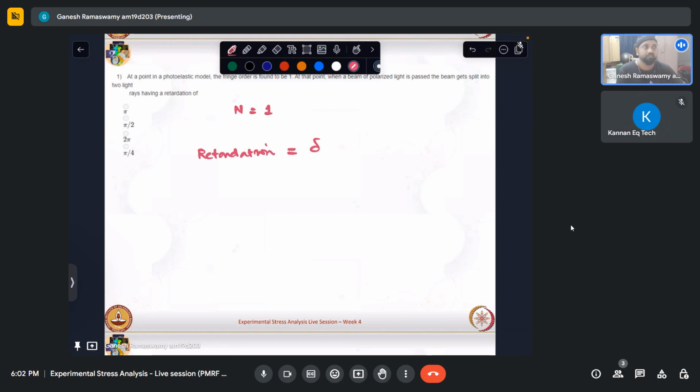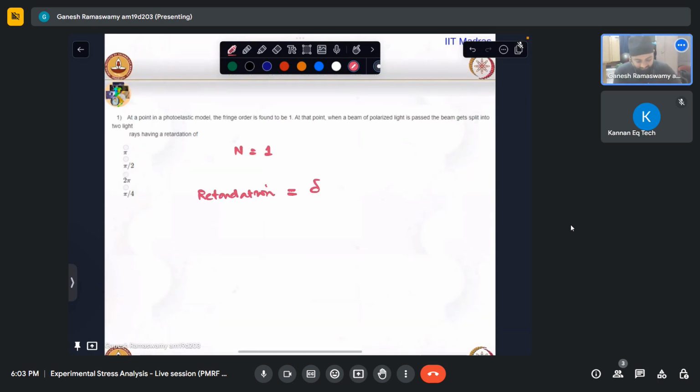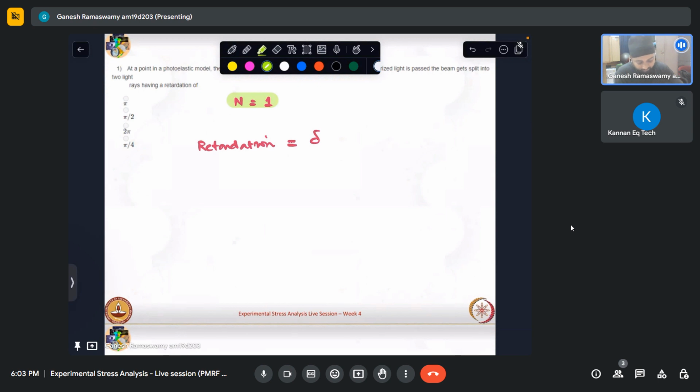So we were just getting started with the first question that says at a point in a photoelastic model, the fringe order is found to be 1. So fringe order is denoted by the letter N. At that point, when a beam of polarized light is passed, the beam gets split into two light rays having a retardation of what? Which of the following? So we know that retardation is denoted by delta. This is nothing but the fraction of a wavelength.